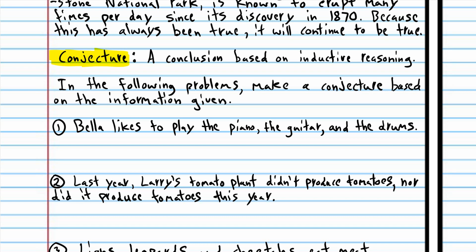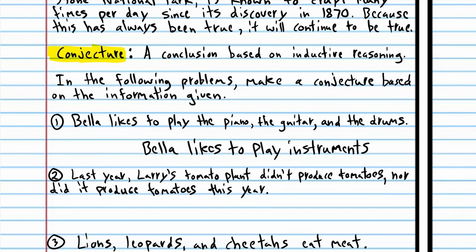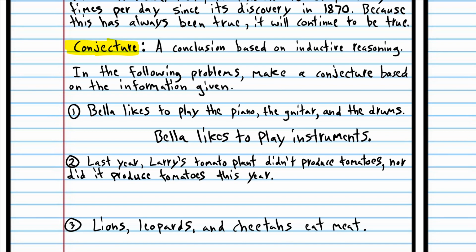All right, we're back. My conjecture is that Bella likes to play instruments. Now, this may not be true. It may be that she's being forced to play instruments. Maybe she comes from a musical family. Her parents are musicians and they're forcing her to play. Maybe she doesn't like to play instruments. But because she's playing so many different instruments, there's a good bet that she likes to play instruments. That's a conjecture based on the information given.